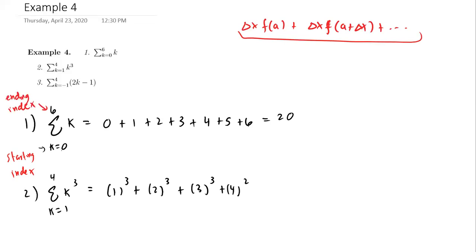Now for the last one, again, we can get even a little bit more complicated here. The last one is the sum from k equals -1 to 4 of 2k minus 1. If you see here, there's no restriction on the starting index. We can start k wherever we want, and we can end it wherever we want. So just as before, what does this mean? It's a shorthand way to write: add 2k minus 1 as k goes from -1 to 4.